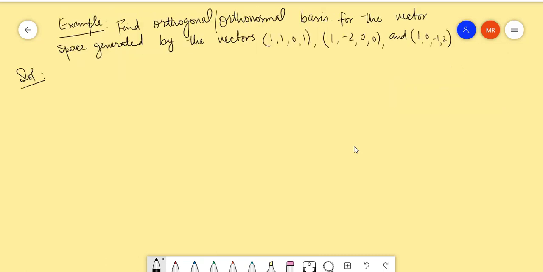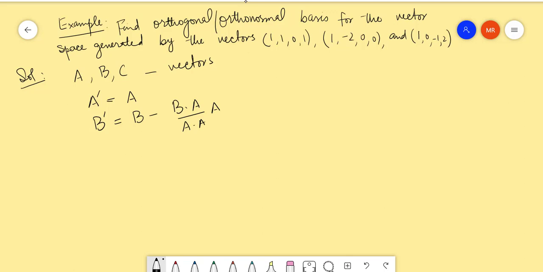The problem is to find an orthogonal and hence orthonormal basis for the vector space generated by these three vectors. So assume we call these vectors the A, B and C vectors. Then the first thing is to compute A dash, and we know by our previous discussion that A dash is equal to A. The next step is to compute B dash, and B dash would be equal to B minus the projection of B on A, given by this one.